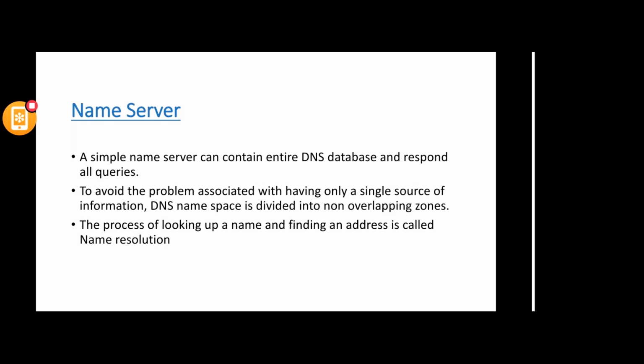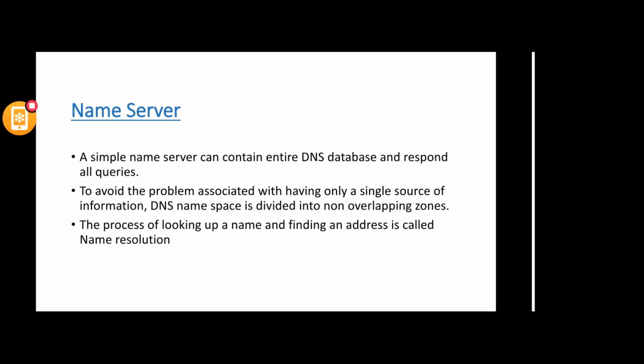Normally, a zone will have one primary name server which gets the information from a file on its disk, and one or more secondary name servers which get the information from the primary name server to improve reliability. Some name servers can be located outside the zone. So this is an important thing that you have to keep in mind related to the zone.